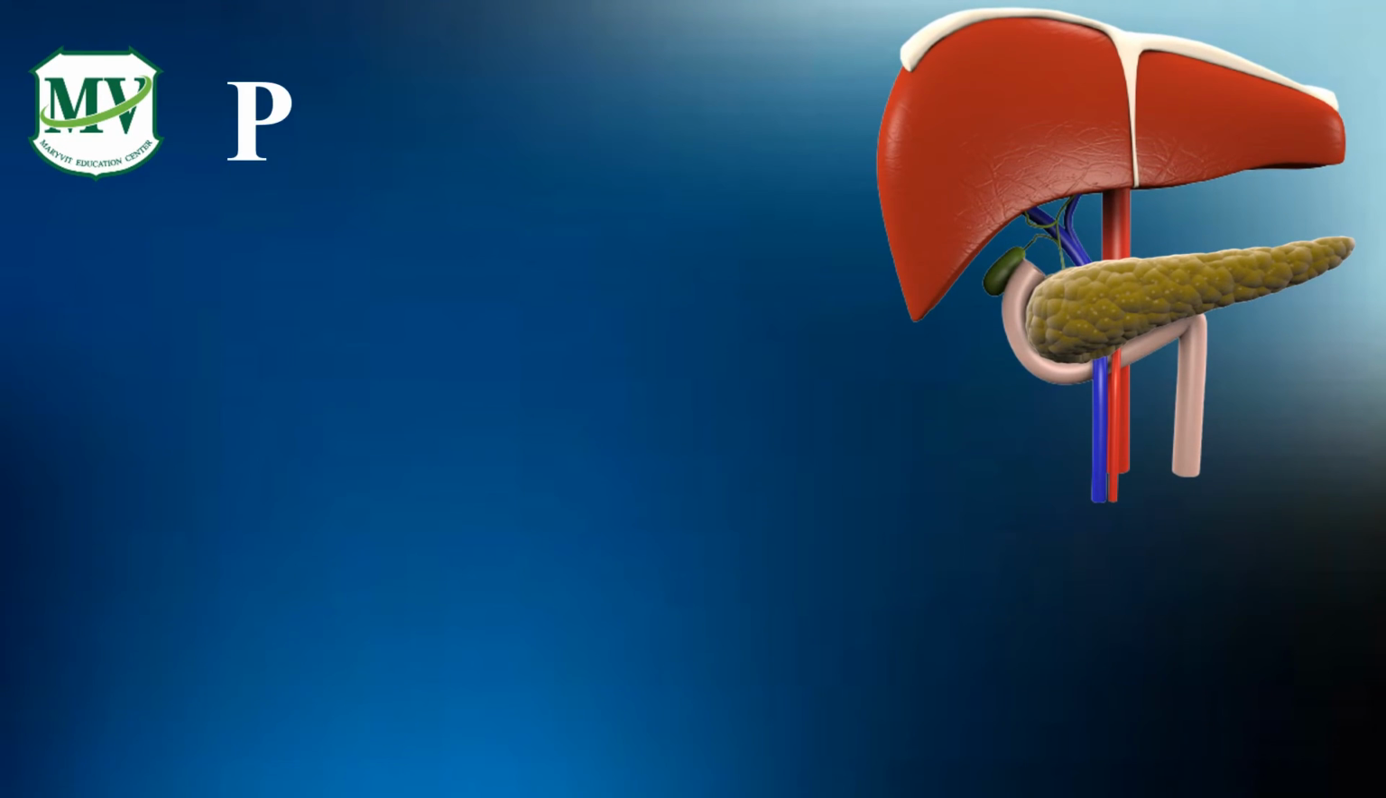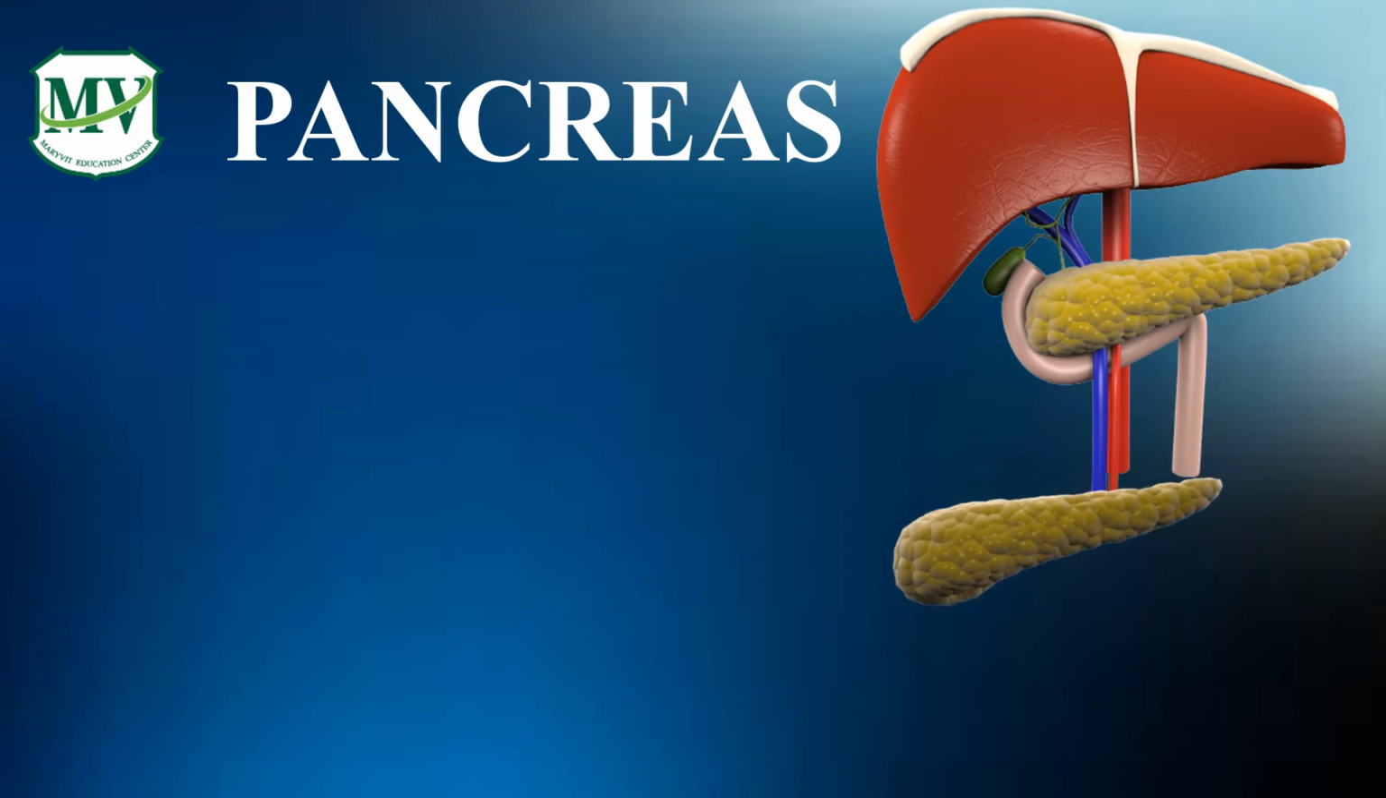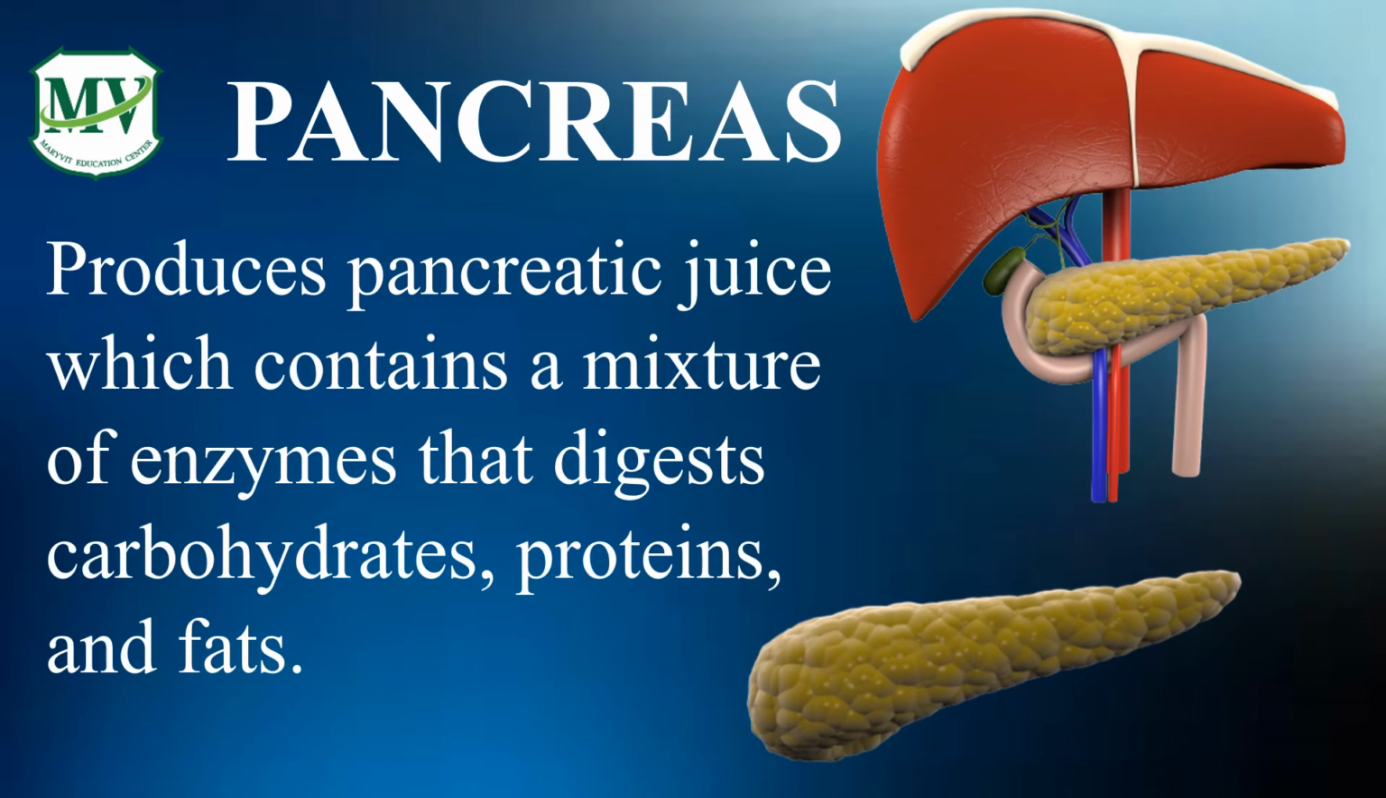Next part. So this is the pancreas. It is about the size of a hand. Now during digestion, the pancreas makes pancreatic juices called enzymes. These enzymes break down sugars, fats, and starches. Also, the pancreas helps the digestive system by making hormones.